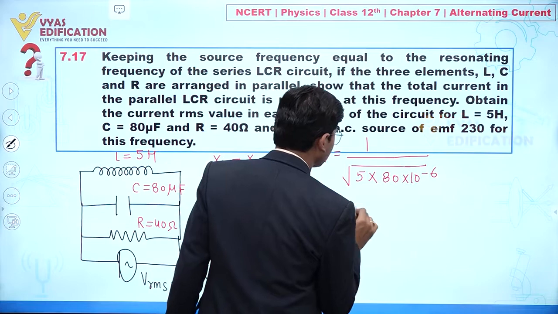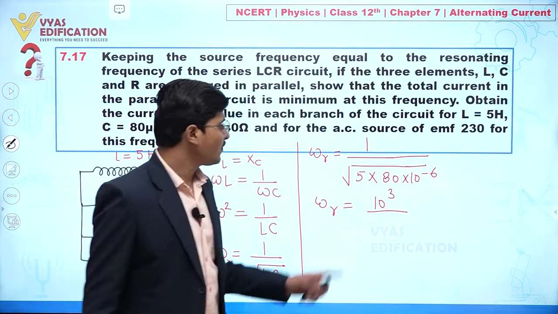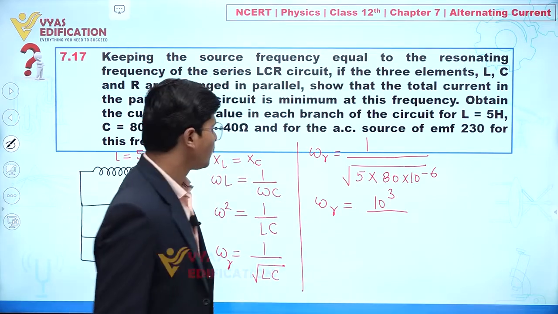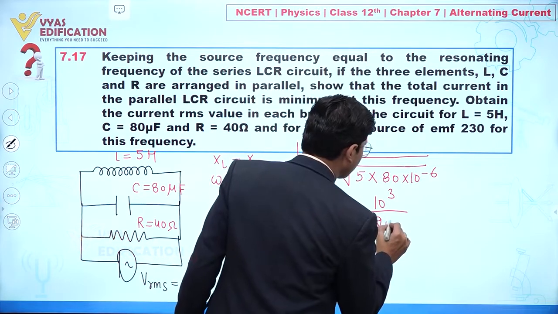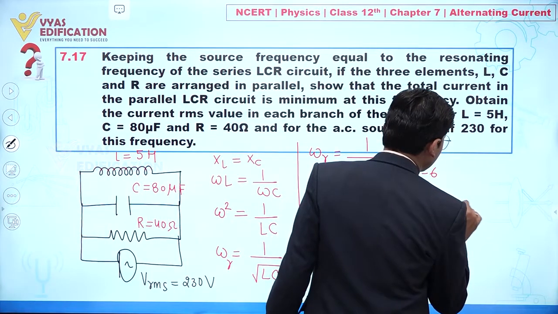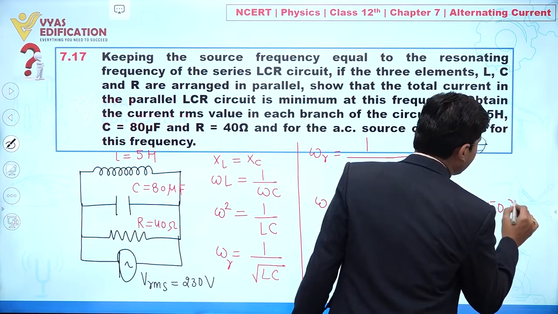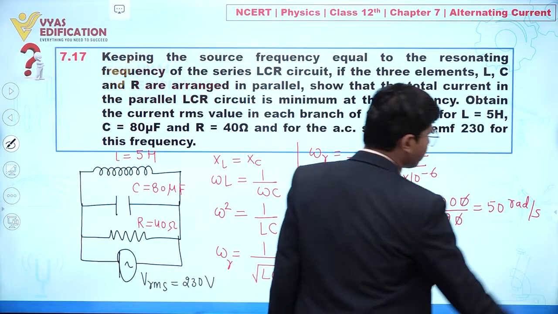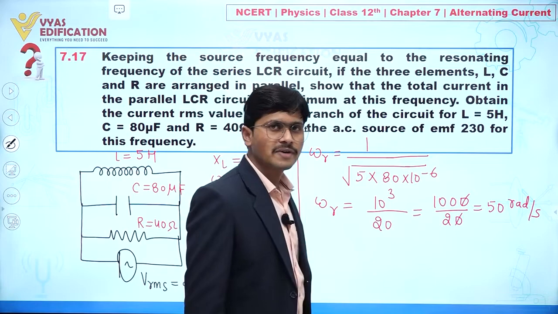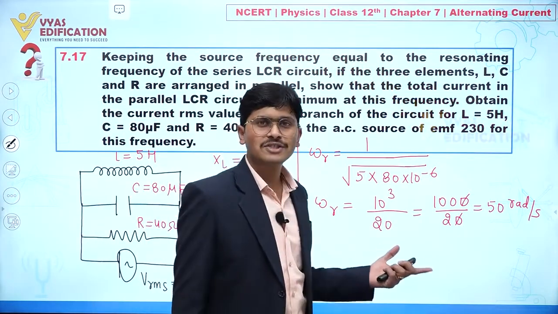So we can write omega R equal to 10 to the power 3 divided by the square root of 5 multiplied by 80. 5 multiplied by 80 is equal to 400, and its square root is 20. So this is 1000 divided by 20, which is equal to 50 radian per second. Clear to everyone? Yes. This is the value of the resonant frequency.